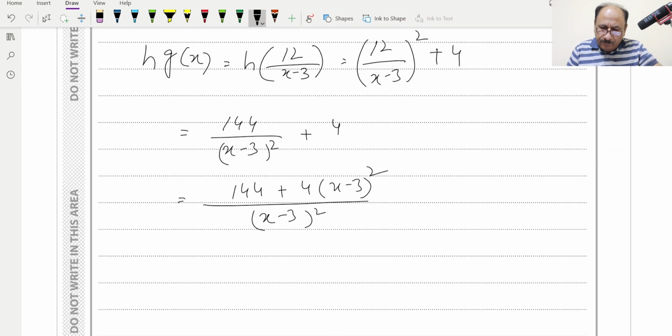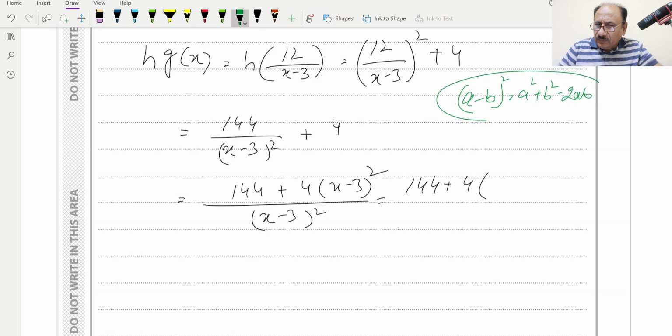And now we can open the square also. 144 plus 4 times, we will be applying the formula for a minus b whole squared, not a squared minus b squared. This will be equal to a squared plus b squared minus 2ab. This is the formula which we will be applying. So it will be x minus 3 squared.